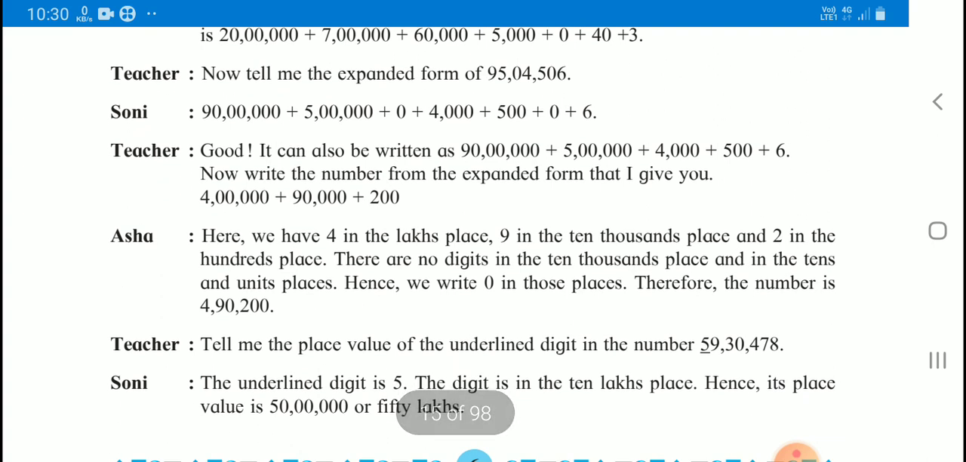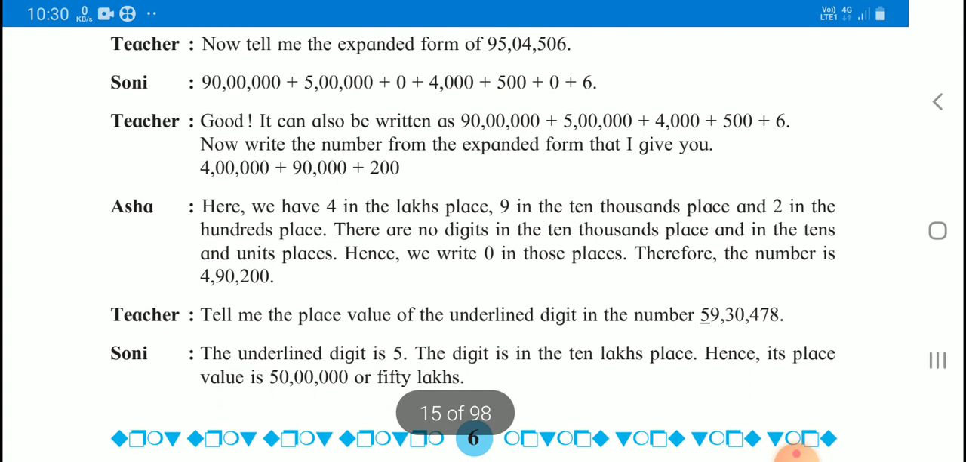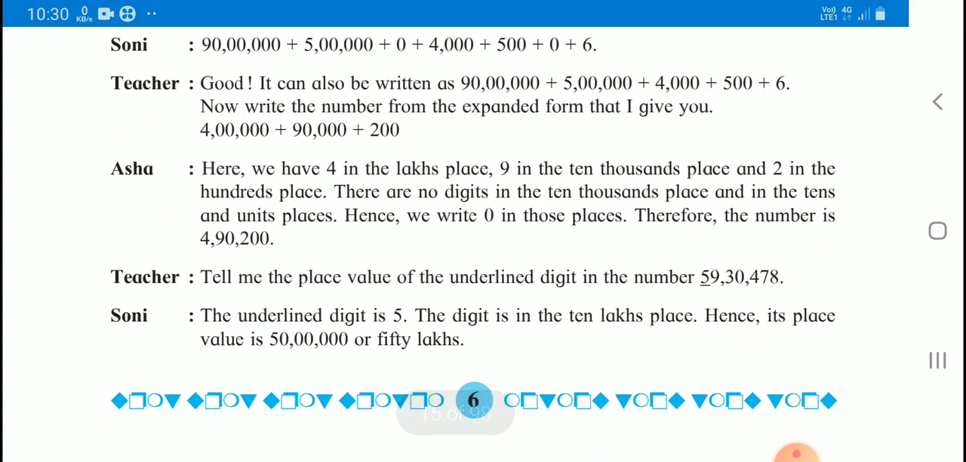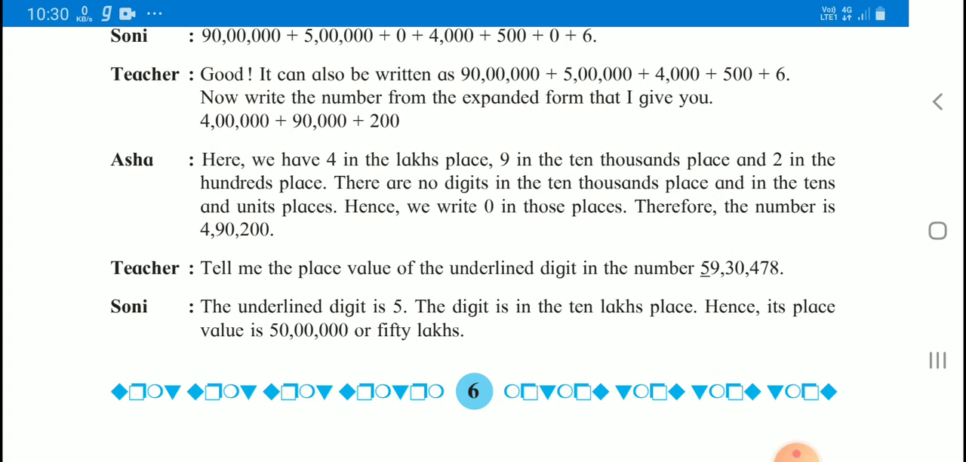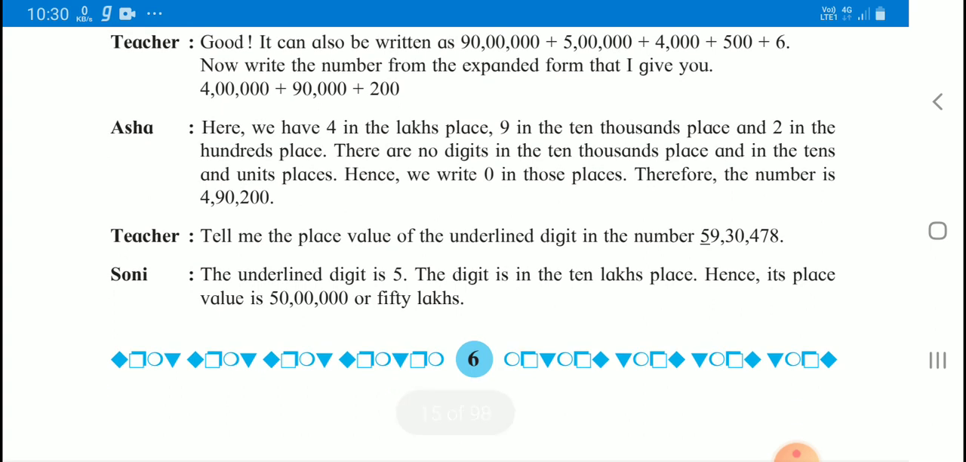Now write the number from the expanded form that I give you. Teacher has given the number 4 lakh plus 90,000 plus 200. Asha replied that this number is 4,90,200. Hence we have 4 in the lakhs place, 9 in the 10,000 place and 2 in the hundreds place. There are no digits in the thousands place and in the tens and unit places. Hence we write 0 in those places.